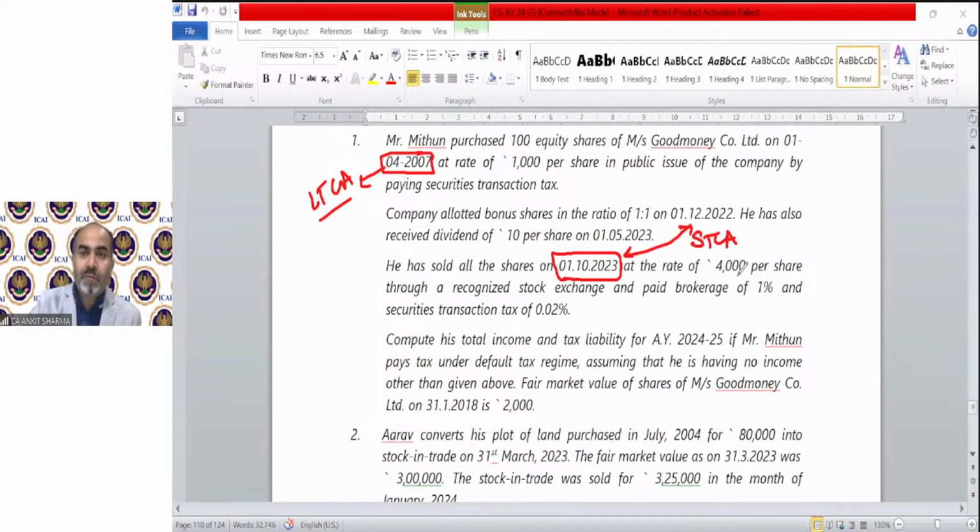Clear? He sold at 4,000 per share through a recognized stock exchange and paid brokerage of 1% and STT of 0.02%. You have to find the tax liability for 2024-25 under the default tax regime, assuming that he has no income other than this. You have to calculate using the FMV on 31st January 2018, which has been given as 2,000 rupees per share. Correct. So let's solve this question.